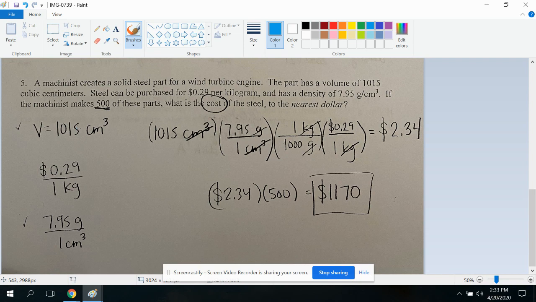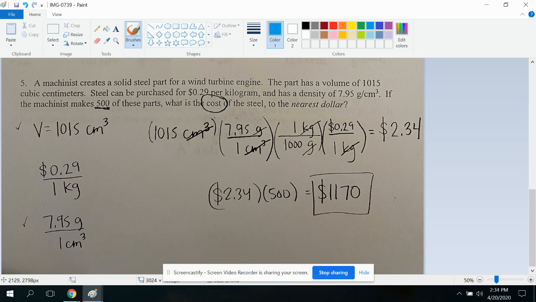You can purchase steel, that's what you're gonna make it out of, for 29 cents per kilogram. I wrote that down, and I try to keep it in this consistent strategy because I know I wanna use this cancellation method. And the density is 7.95 grams per cubic inch. So let's see if I can combine things, what I need, and we'll go from there. I want to make 500 parts, so consider that. I want to go to the nearest dollar. So let's just find the cost of one part.